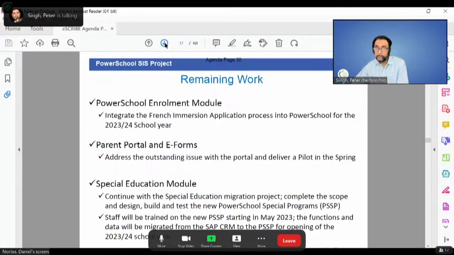At a very high level, some of the outstanding workloads are to integrate the French immersion application process into PowerSchool for the 23-24 school year, the next upcoming school year. Also address the outstanding issues with the parent portal and deliver a pilot, hopefully later in the spring. And the big piece for us is the special ed module. Continue with the spec ed team to get things sorted out, then scope, design, build, test, and then the training happens. And also work with our PowerSchool special programs team, and staff will be trained on the new PSSP. The goal is, again, in May 2023, the functions and the data will be migrated from the SAP CRM platform to the new platform for the 23-24 school year. Next slide, please.